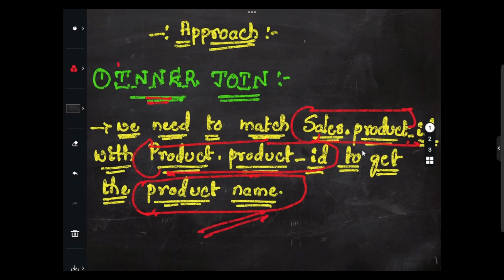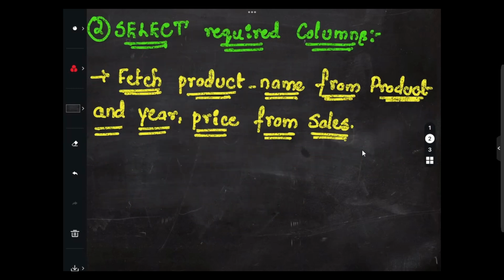I hope this step is clear. So we will be making use of the inner join for this, right? So just keep this in mind. This is simple to understand, right? So this will be the first step. Let's move on with the second step.